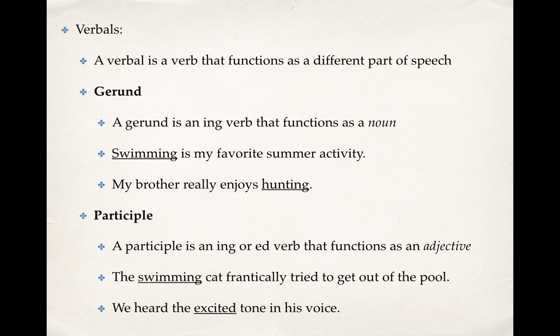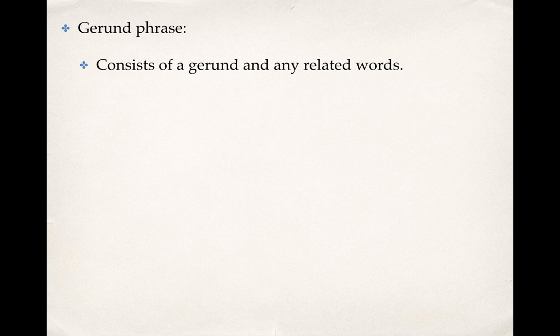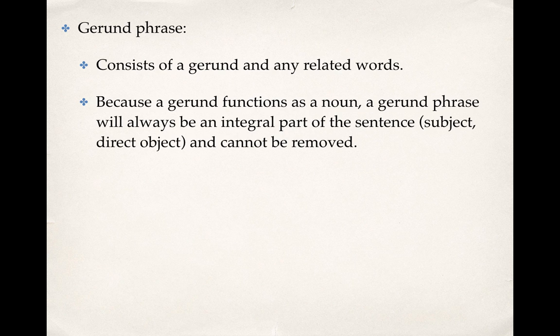Okay, so now that you hopefully understand these terms, let's talk about what this looks like as far as phrases. So a gerund phrase consists of a gerund. It will always begin with that ing word and any related words. So something to note, because a gerund functions as a noun, a gerund phrase will always be an integral part of the sentence. It's always going to be the subject, the direct object. It can also be a complement. It can be a predicate noun. But the main hint I want you to know here is that a gerund phrase cannot be removed from the sentence. If you take a gerund phrase out, you no longer have a sentence.